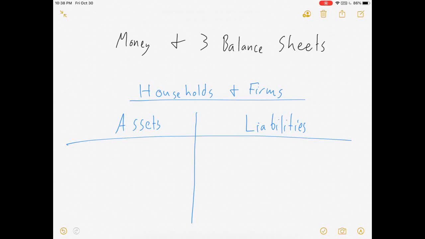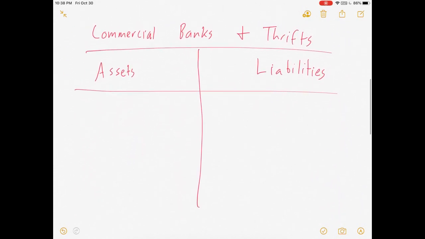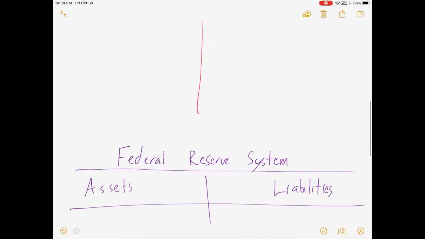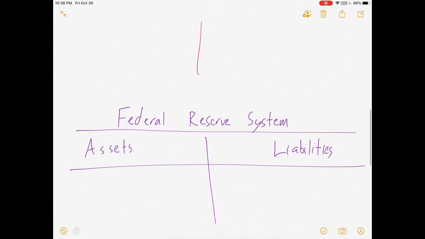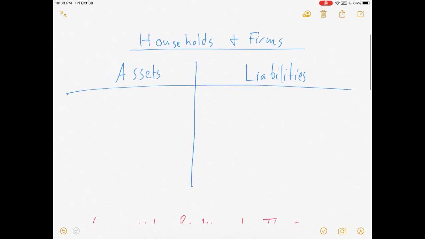I'm making this video for my principal students early in our money and banking unit because there's a few different kinds of balance sheets and it might help to see them all next to each other. So we're going to talk about households and firms and their assets and liabilities. We're going to talk about different banks and thrifts and their assets and liabilities. And we're going to talk about the Federal Reserve System and their assets and liabilities, because we're going to find that everyone's a little bit different. So let's start with our households and firms.